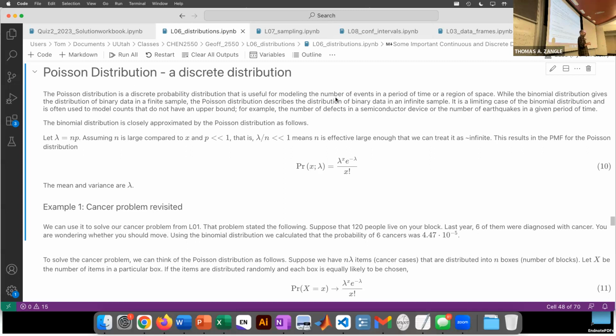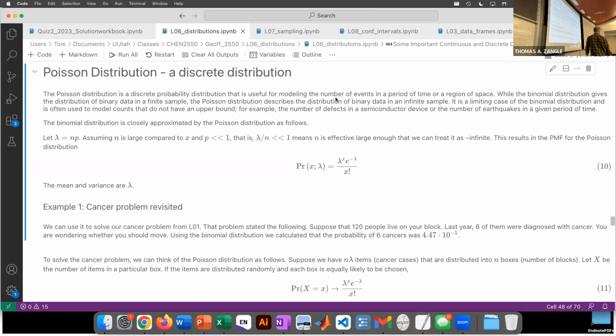So you can think of it almost as a limiting case of the binomial distribution. When the number of events that we're looking for, successes or failures, goes to infinity, we end up with Poisson. It's often used to model counts that don't have an upper bound, like the number of defects in a semiconductor device. We have semiconductors coming off some processing line, maybe up in Idaho, one of our semiconductor plants, and we might use Poisson to model that kind of process.